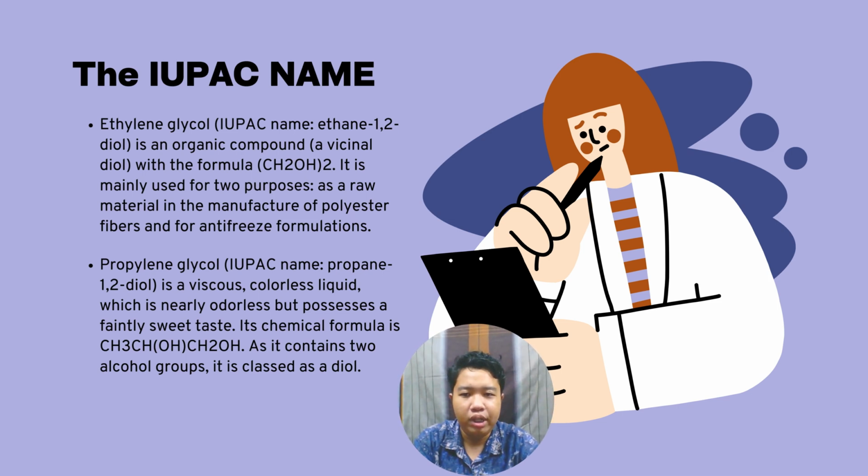The IUPAC name for propylene glycol is propane-1,2-diol. It is a viscous, colorless liquid, nearly odorless, but possesses a fairly sweet taste. Its chemical formula is CH3CHOHCH2OH. As it contains two alcohol groups, it is classed as a diol.